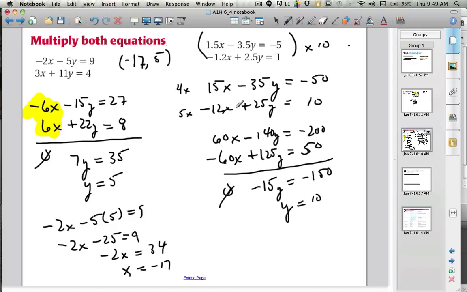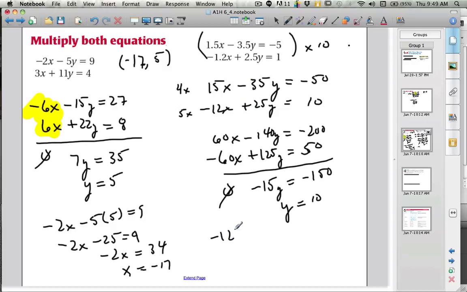Then I could go back and plug into one of these equations, or plug into those equations, or plug into these equations. Any one I want to. They're all equivalent. Okay, but I'm going to plug it into the second equation.